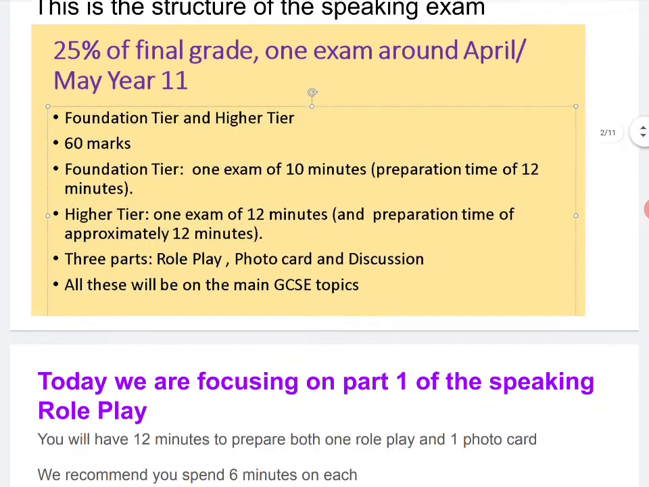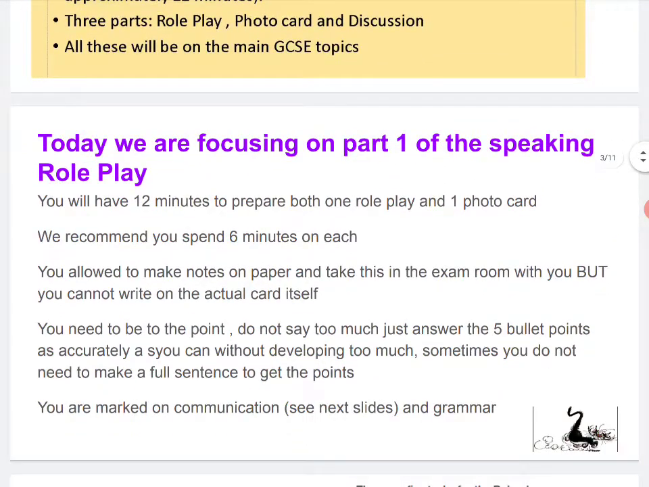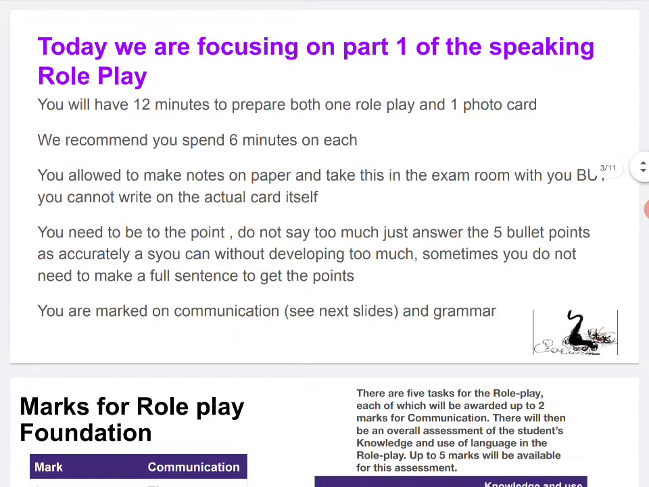So today we're going to focus on part one of the speaking, which is the role play. You will be given 12 minutes to prepare both one role play and one photo card. We recommend that you spend 6 minutes on each approximately. You are allowed to make notes on paper and take this into the exam, but you cannot write on the actual card itself, although we will have a copy of the card for you as well in the exam room.